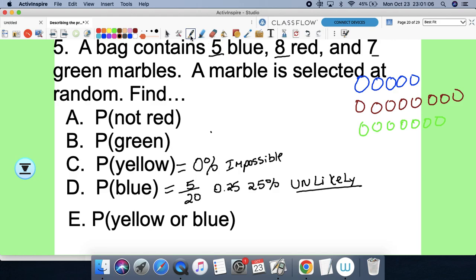Yellow or blue? Well, is there yellow? So no yellow. But is there blue? Yeah. 1, 2, 3, 4, 5 over 20. So it's the same as D. Unlikely.